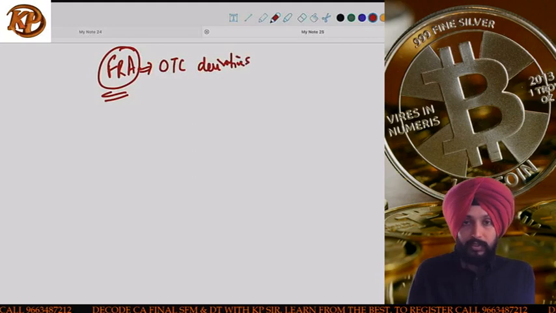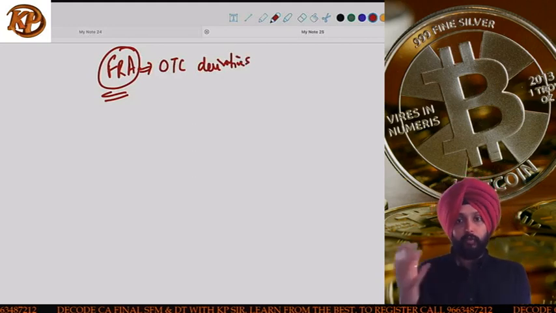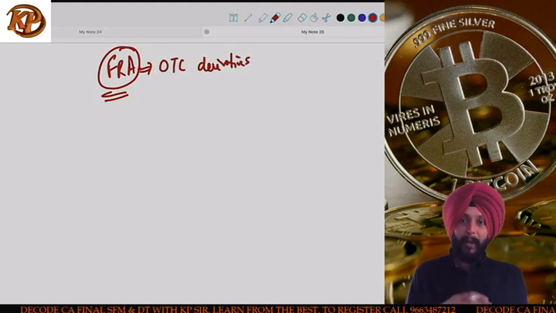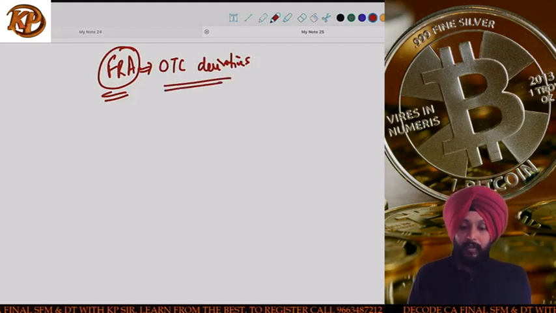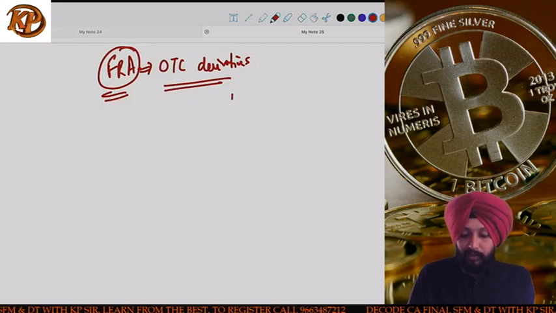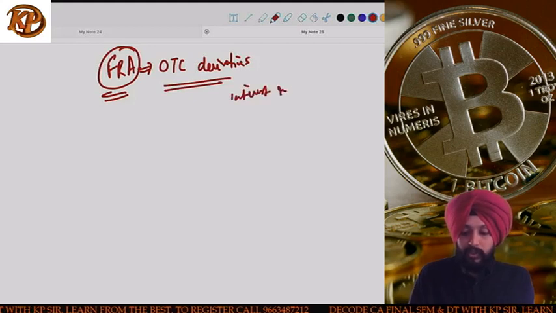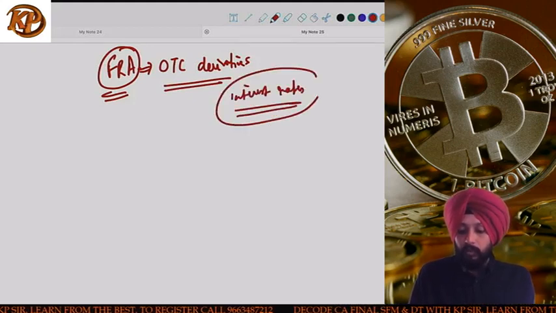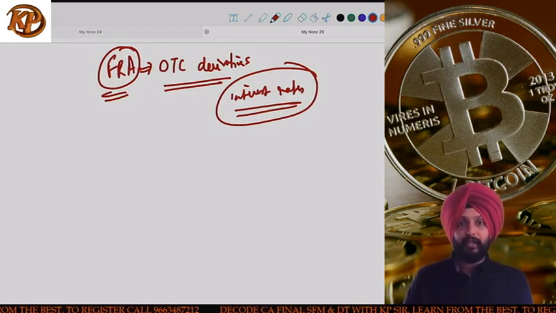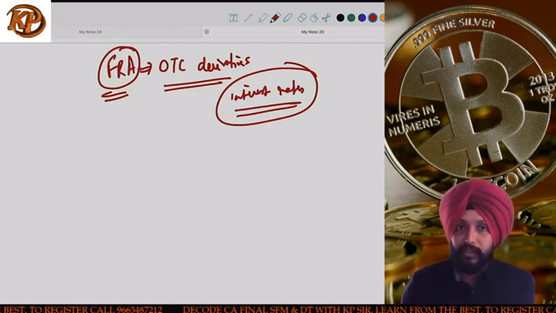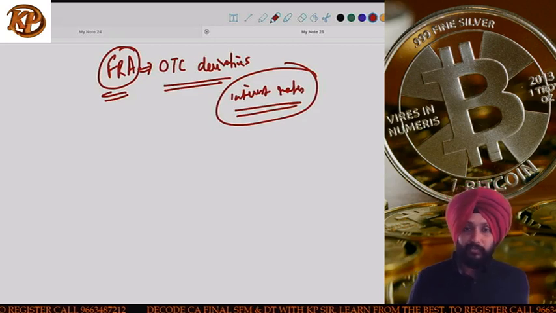Because they are very similar to forward contracts, and forward contracts are available from the bank as the market maker. Similarly, FRA is also an OTC derivative with underlying asset being the interest rates. These are based on interest rates, and it is again available from the bank.